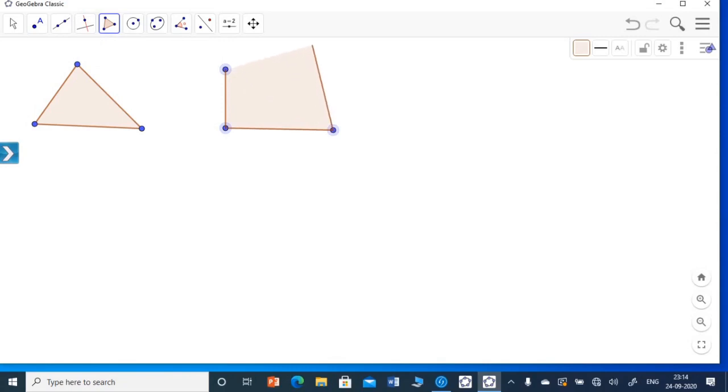Now let us draw a polygon having 4 sides. It is a polygon having 4 sides. It is called quadrilateral. Having 4 sides, so called quadrilateral. Now let us draw a closed figure having 5 line segments. This is a figure having 5 line segments. It is called pentagon.